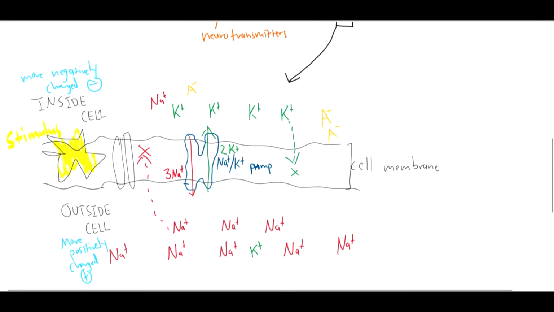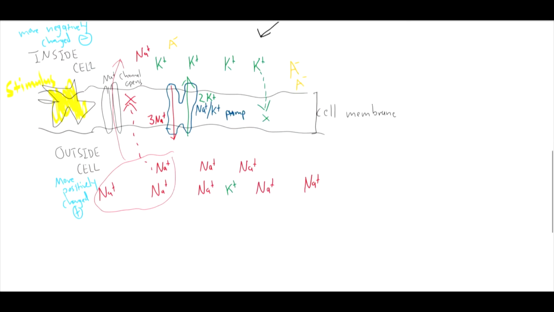A stimulus at the synapse can lead to an opening of special sodium channels that do let sodium flow freely down its electrochemical gradient across the membrane. When this happens, we see a huge positive spike in the membrane potential as the positively charged sodium ions flow into the cell.